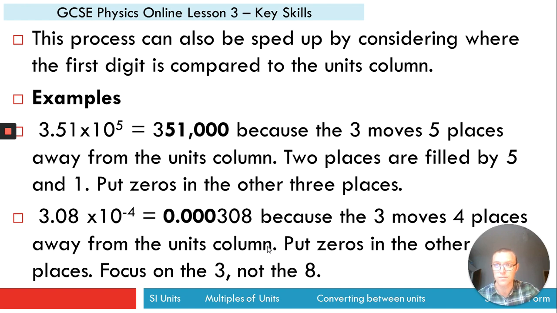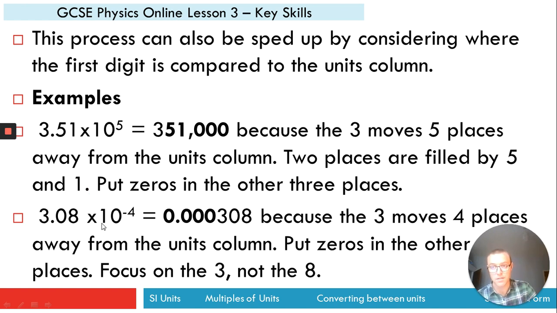Just that we can speed that process up by considering where the first digit is compared to the units column. So, just like in our previous examples, we're counting zeros. If we have 3.51 times 10 to the 5, we're going to need five digits between the first digit and the units column. So 3.51 times 10 to the 5 is going to become 351000, because the 3 moves 5 places away from the units column. 2 places are filled by 5 and 1, but 0 is in the other 3 places.